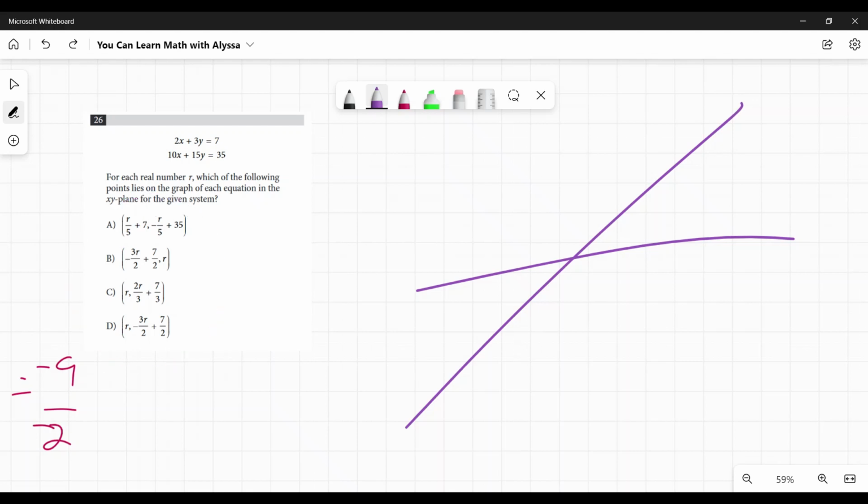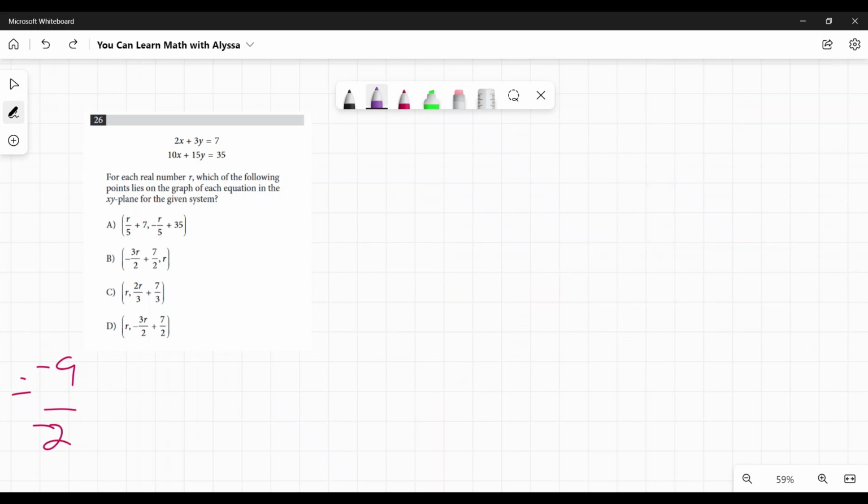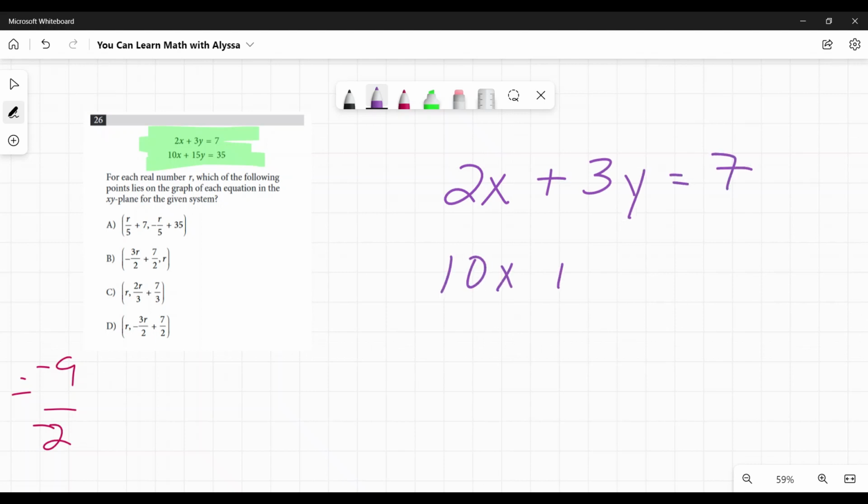Like, what? So I looked at these lines a little closer, and that's when you notice they're being tricky. These are the same line. It's the same line twice. 2x plus 3y equals 7, and 10x plus 15y equals 35. How do you get from 2x to 10x? You multiply by 5. How do you get from 3y to 15y? You multiply by 5. How do you get from 7 to 35? You multiply by 5. If you can multiply each one of these by the same number and get this other one, it's the same line. Okay? That's point 1. You have to realize that they are the same line.